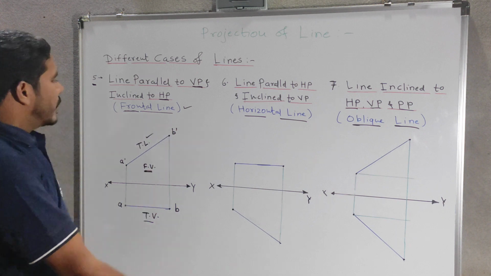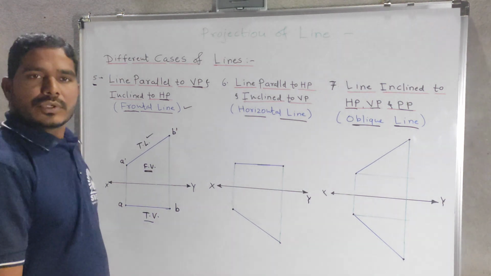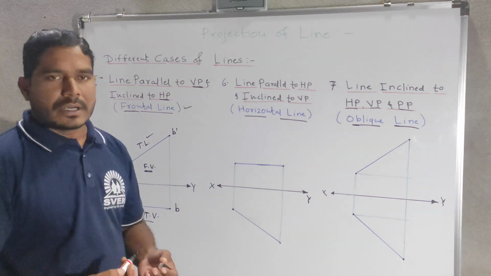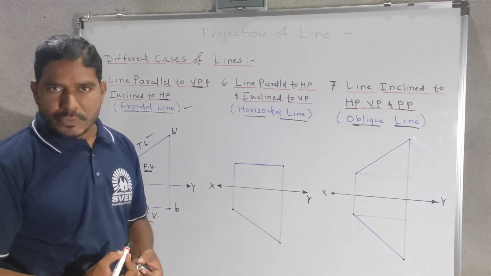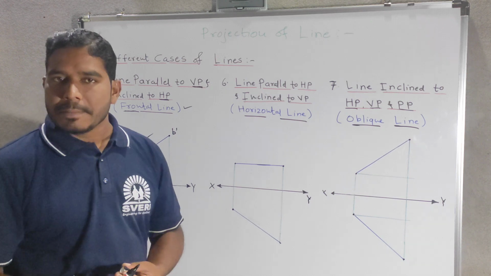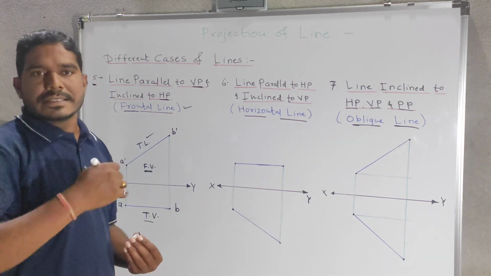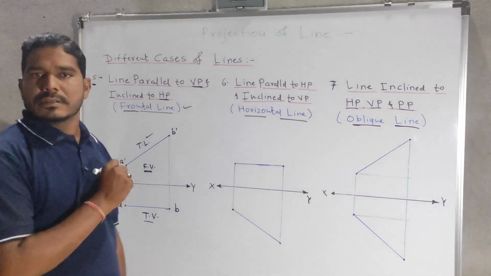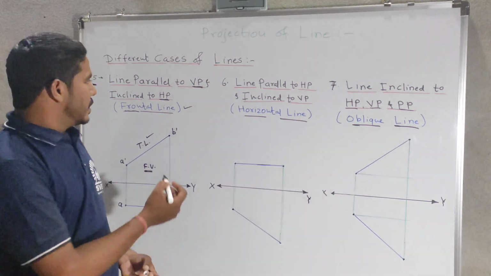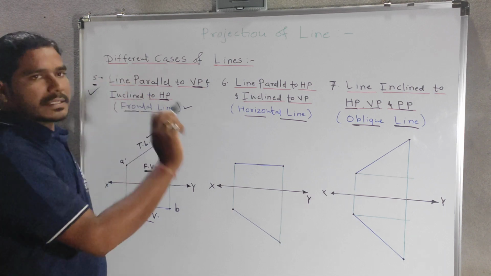Okay, this is about the frontal line. What conclusion can we take from the frontal line? In case of the frontal line, the front view we get is inclined to XY, and the top view is parallel to XY. Whatever the front view is, it will provide us the true length of that line. Okay, so this is about the fifth case.